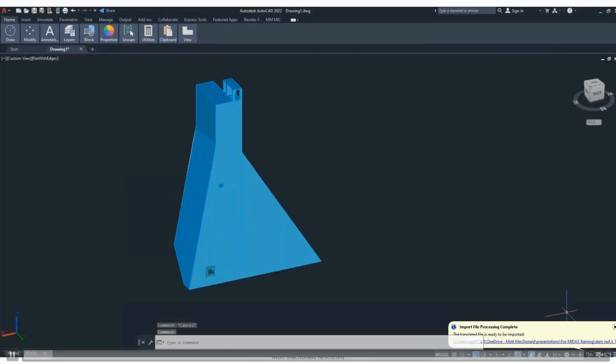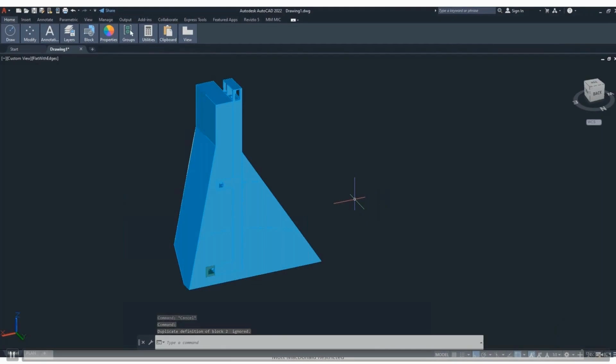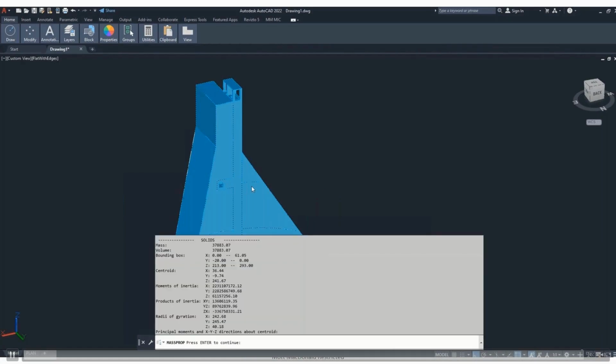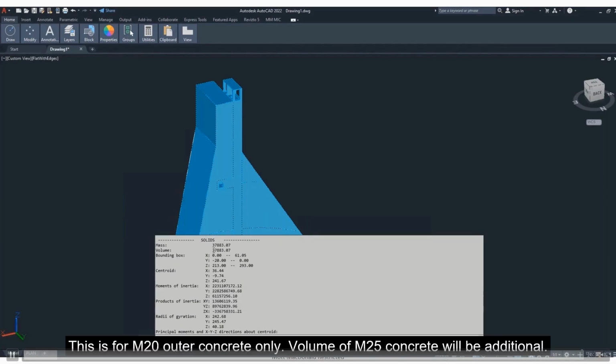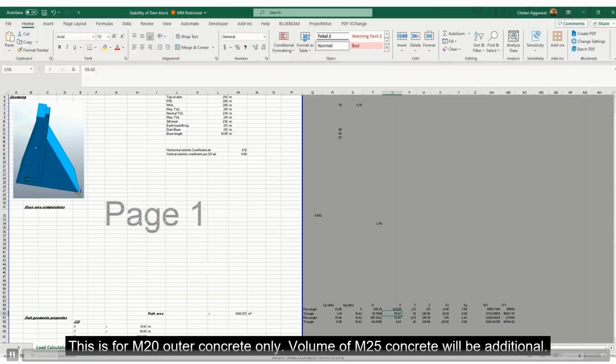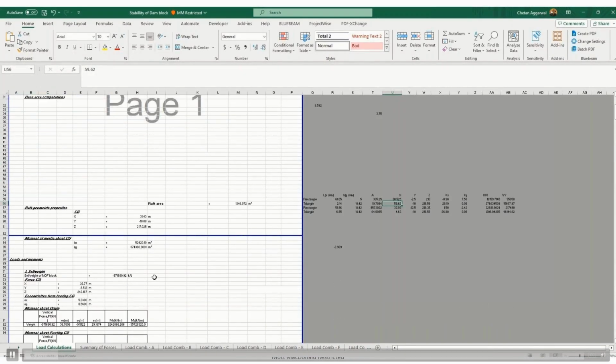Now it is imported. I just have to click. It is in a block. Firstly, I have to explode this block to convert it to a solid. Maybe I can check the volume of it so that I can compare it with the weight I evaluated from Midas. For that, the mass prop command is there in AutoCAD. For this outer M20 concrete, the volume is about 38,000. The 38,000 volume from AutoCAD times 24 gives about 9,100. We have galleries and the lift well, with 25 kilonewton per cubic meter unit density. So it is almost the same.